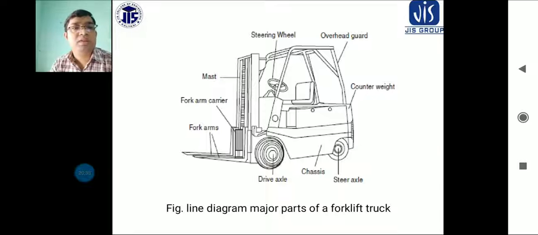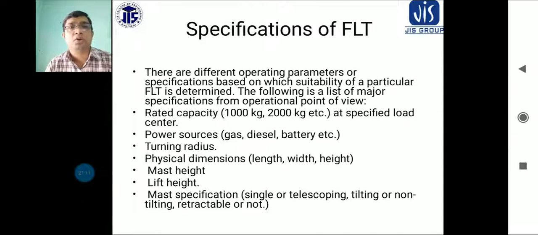You have to sit and be given a seat, and also a steering wheel will be available. If the driver or the operator is sitting on these seats, then protection and safety will be required. That means for protection you require overhead guards, and also the steering wheels will be available while driving these forklift trucks. The operator of the forklift trucks will be here. We can see the specifications of forklift trucks.